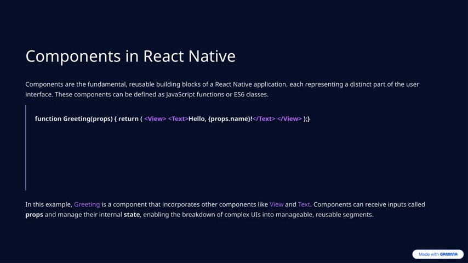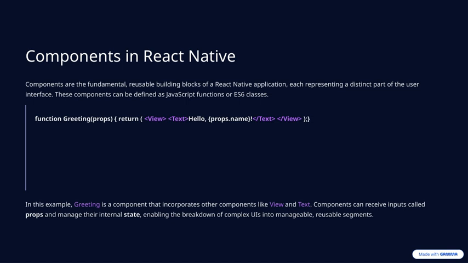Components in React Native are really the fundamental building blocks of your app. Think of them as the reusable parts that come together to create the user interface. Each component represents a specific part of what the user sees and interacts with. You can define these components either as JavaScript functions or as ES6 classes, which gives you flexibility in how you structure your code. For example, I might write a simple function called greeting that takes in props.